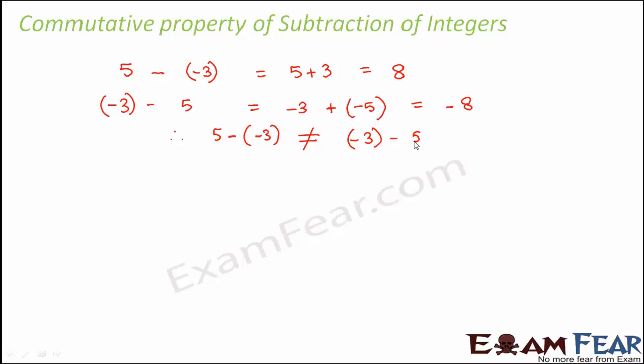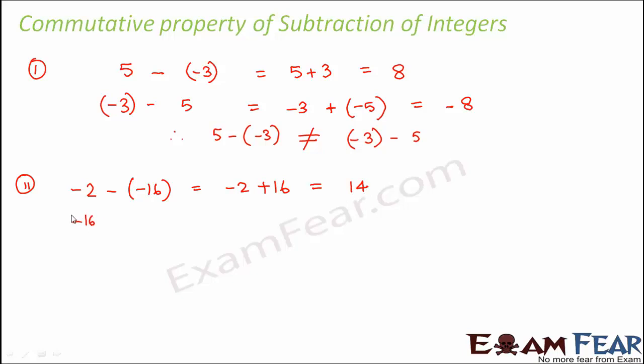That means the result changes the moment you change the order or change the position of the digits in case of subtraction. Now let us take another example. If you think that, okay, how can I rely on one example? So let's take another example. Minus 2 minus minus 16. So this is equal to minus 2 plus 16, which is equal to 14.